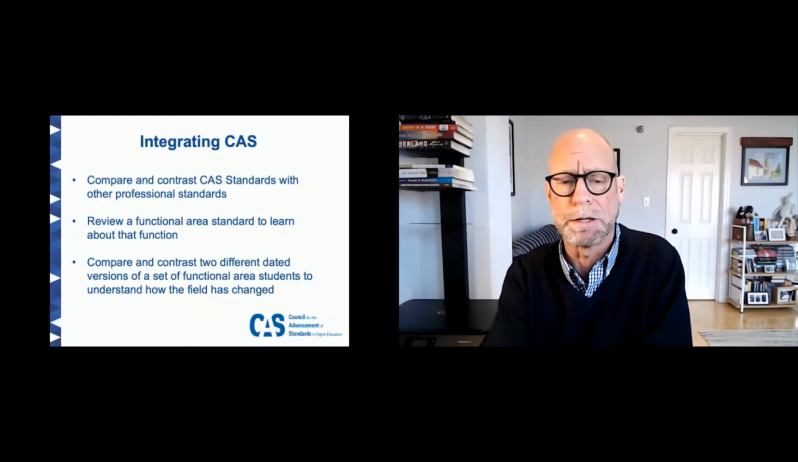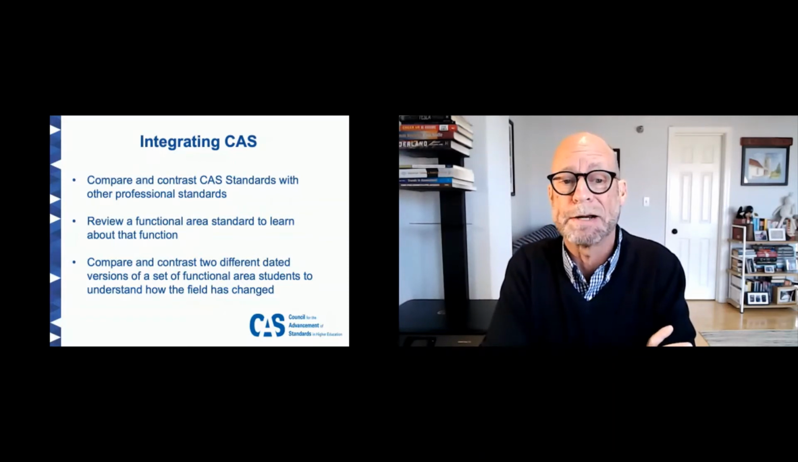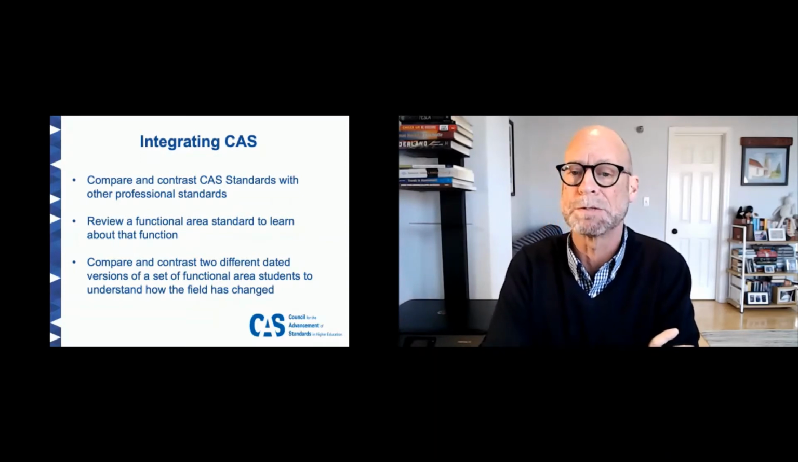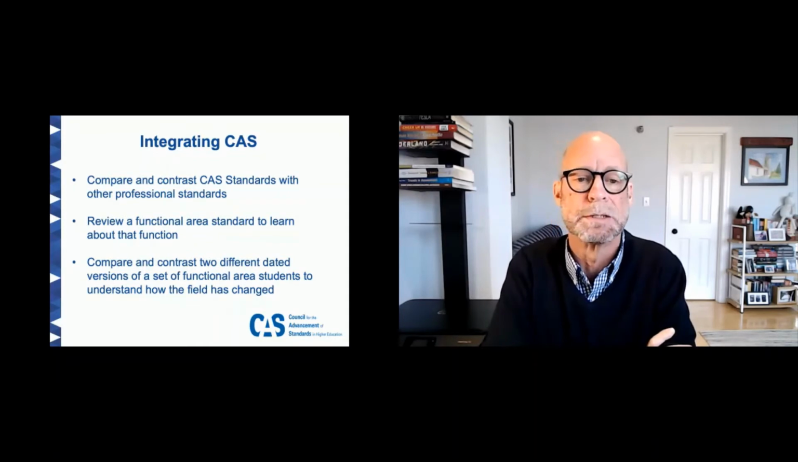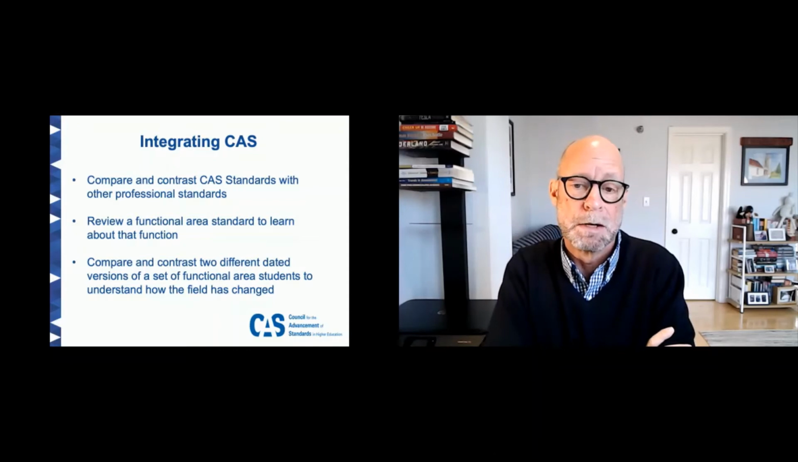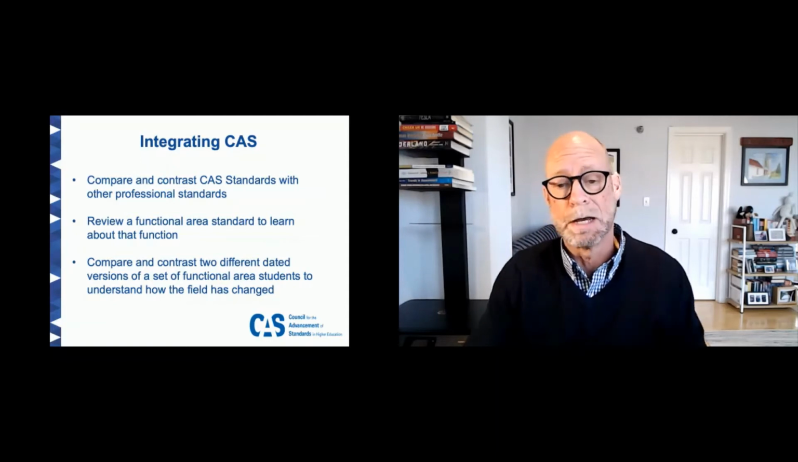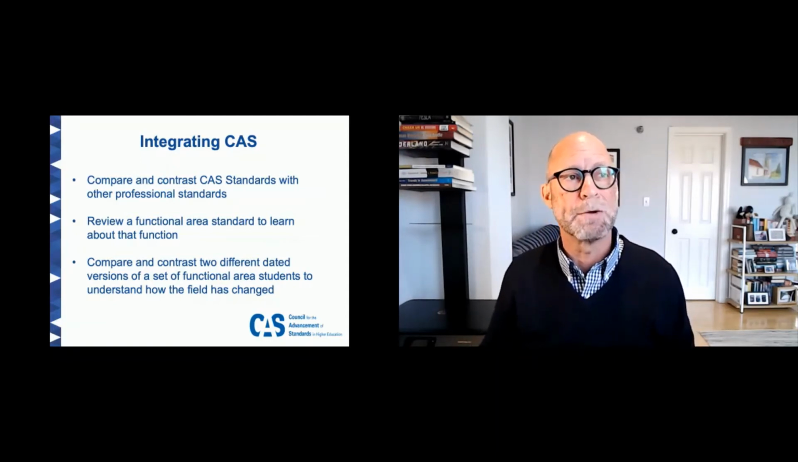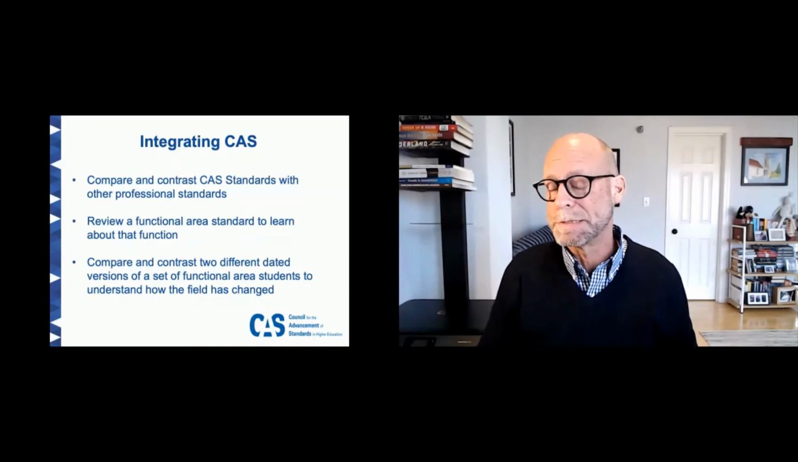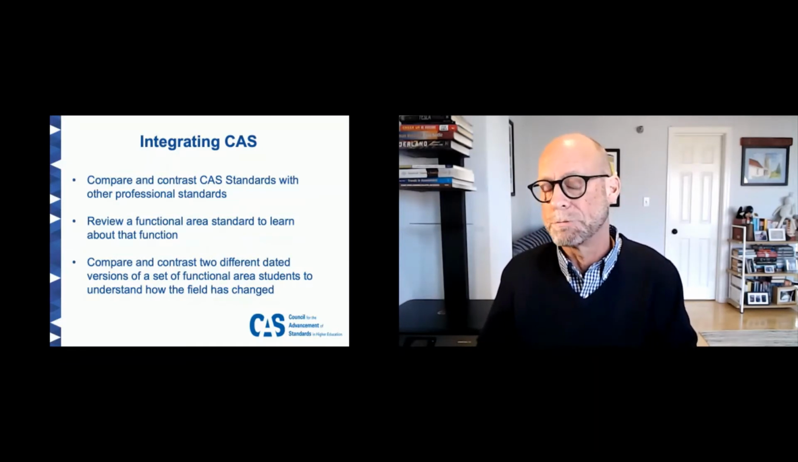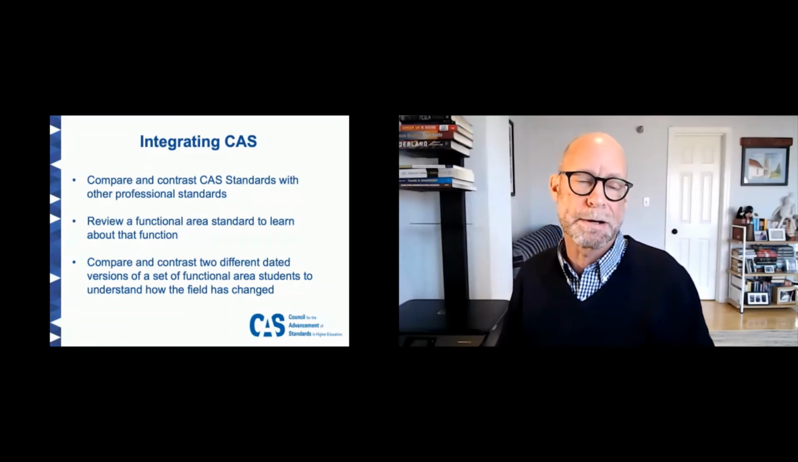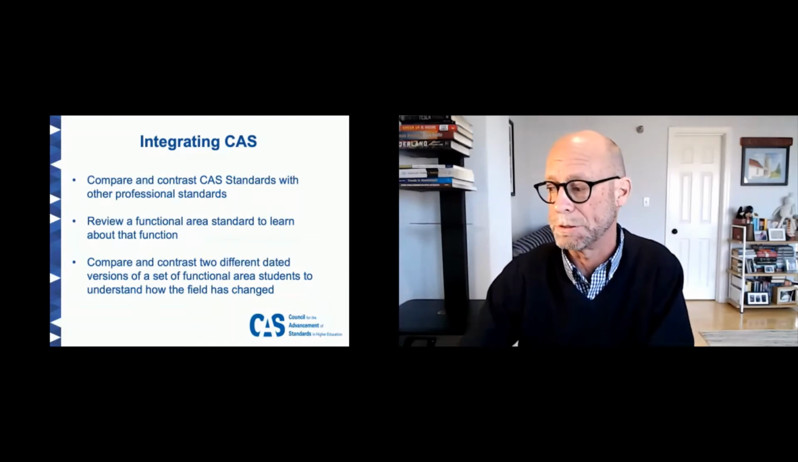And I think Anne-Marie already alluded to this, using the functional area standards to learn about that function. For folks like Leon, maybe this is how he learned about housing and residence life. Take a look at the standards to find out what the key elements within that functional area are that should be taken care of. Possibly comparing and contrasting two different dated versions of a functional area standard. We typically do them about every 8 years. So it'd be interesting to take a look at the previous version and the most current version to find out how they are different, and how that analysis helps us understand how the field has changed.